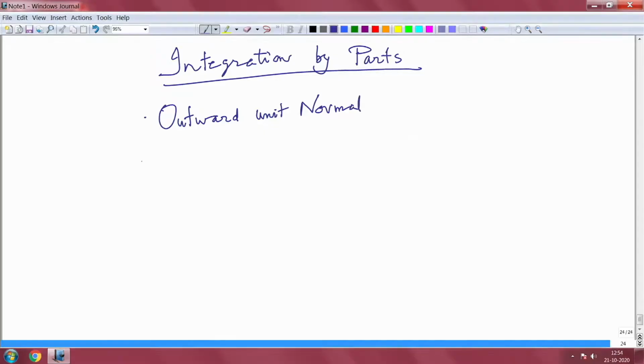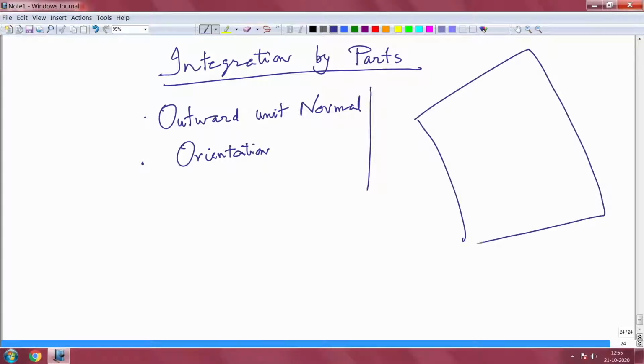And then there is a much deeper concept called an orientation. I do not want to get into these things, but these are important. But outward unit normal I want to tell you something. So, you have a surface. Why I am telling this is that these are the things you should get familiarized with if you want to study PDE, and of course even other subjects.